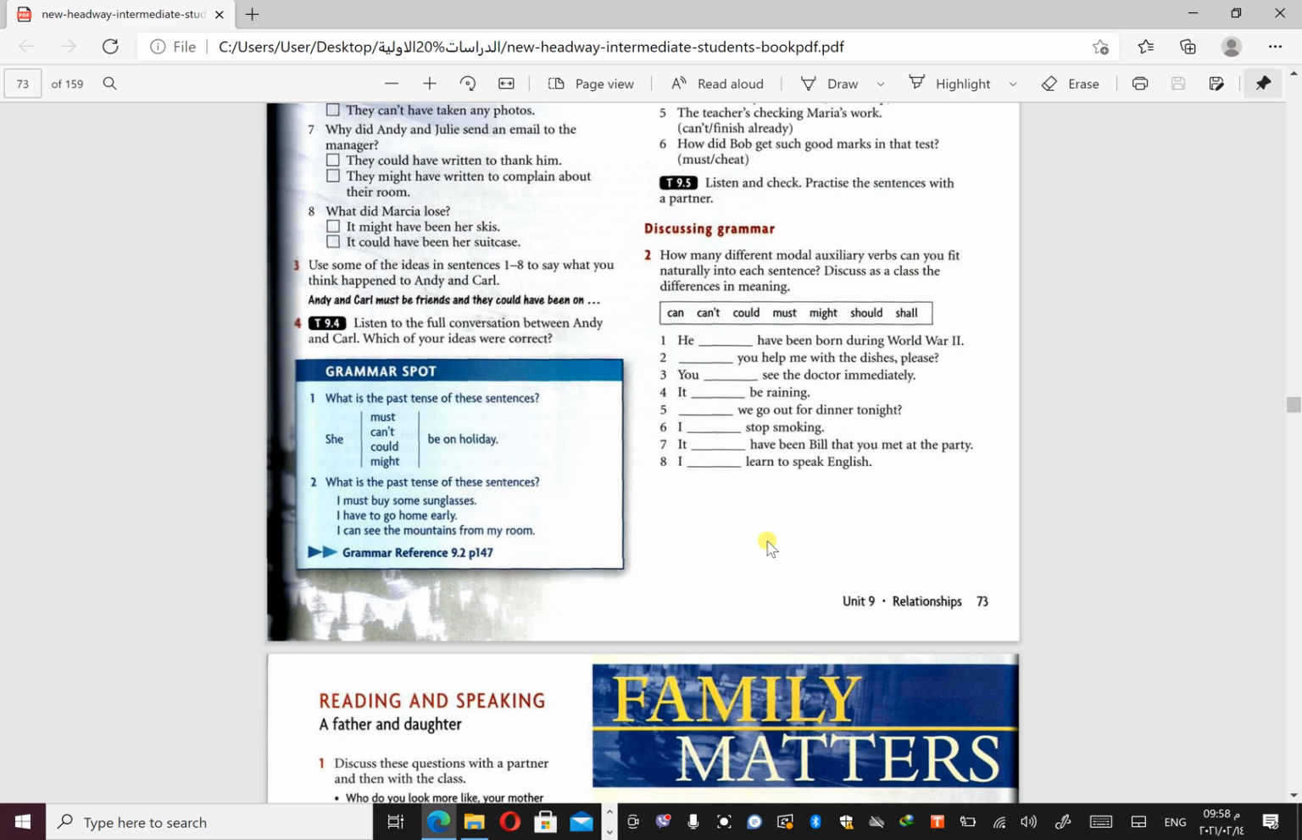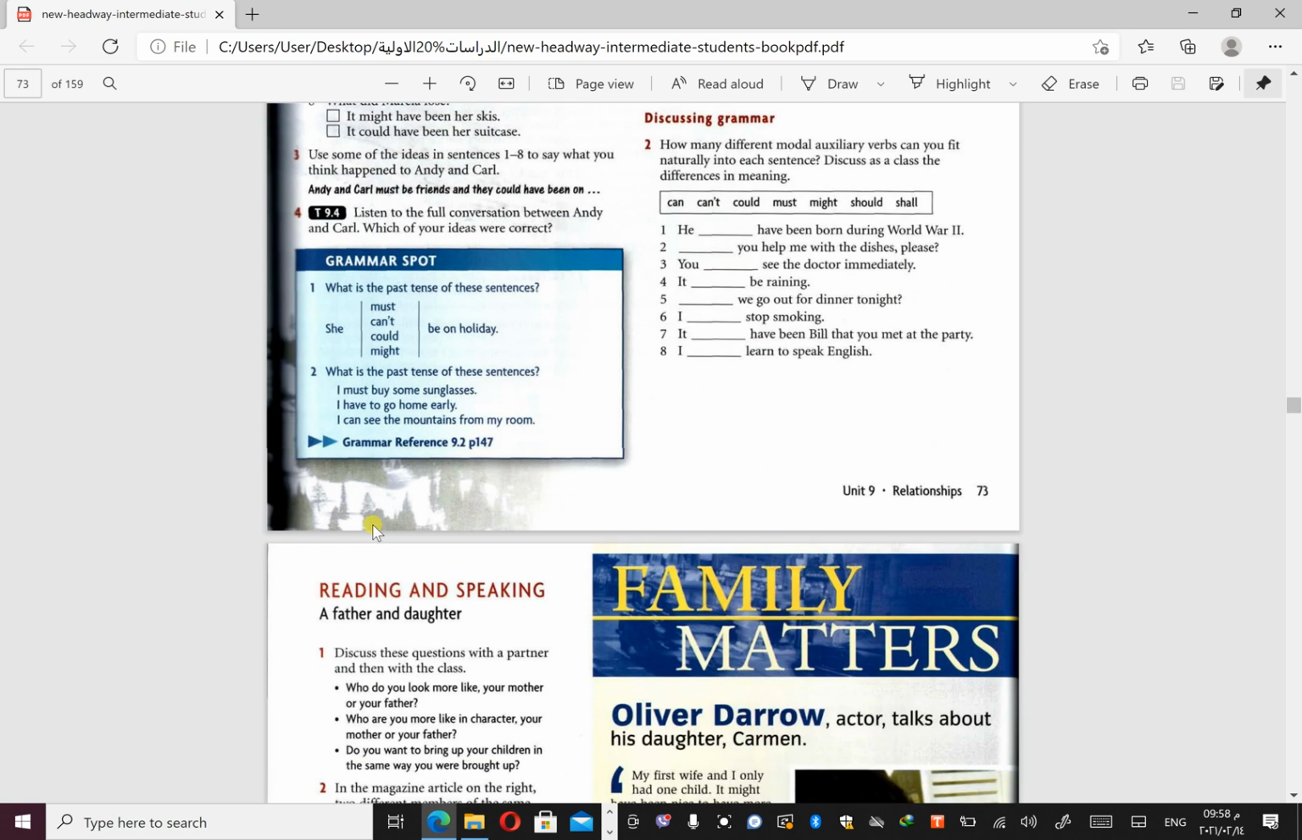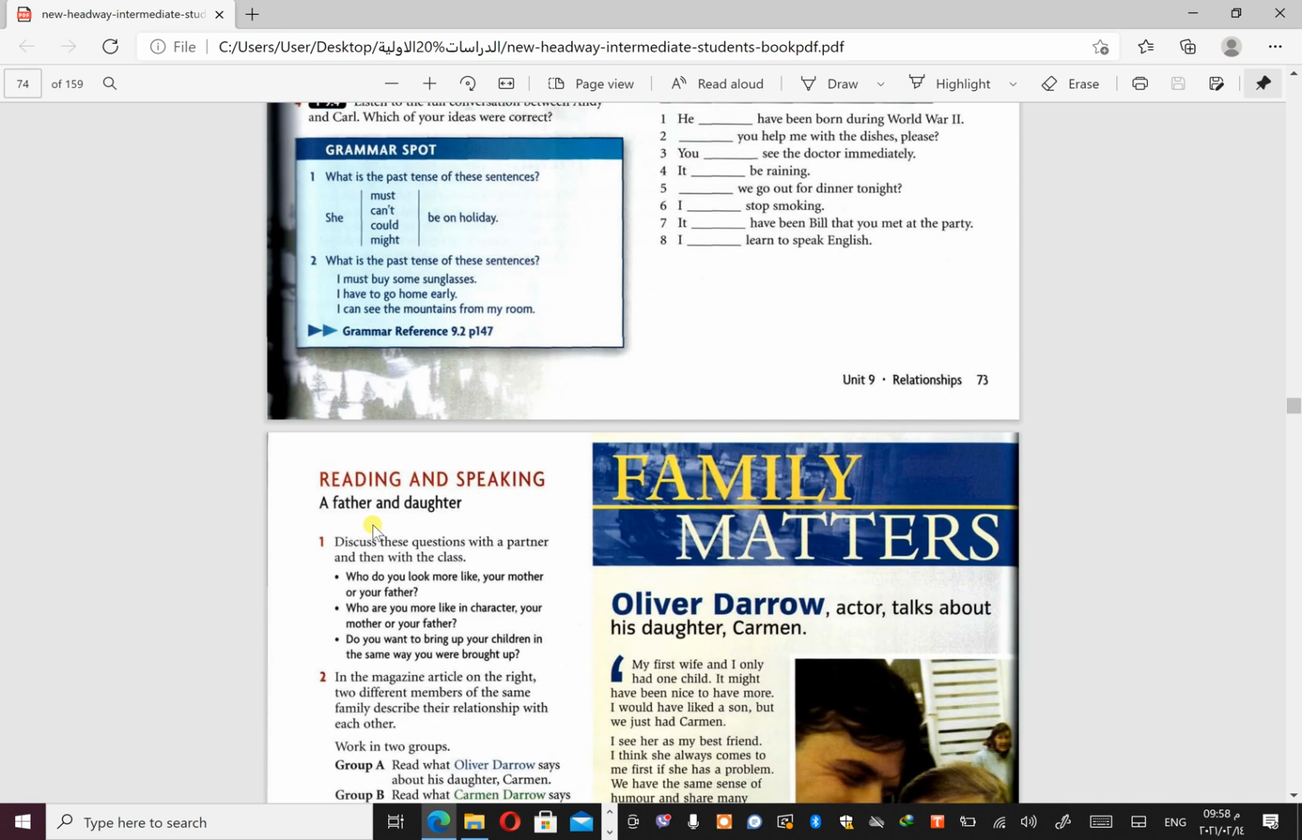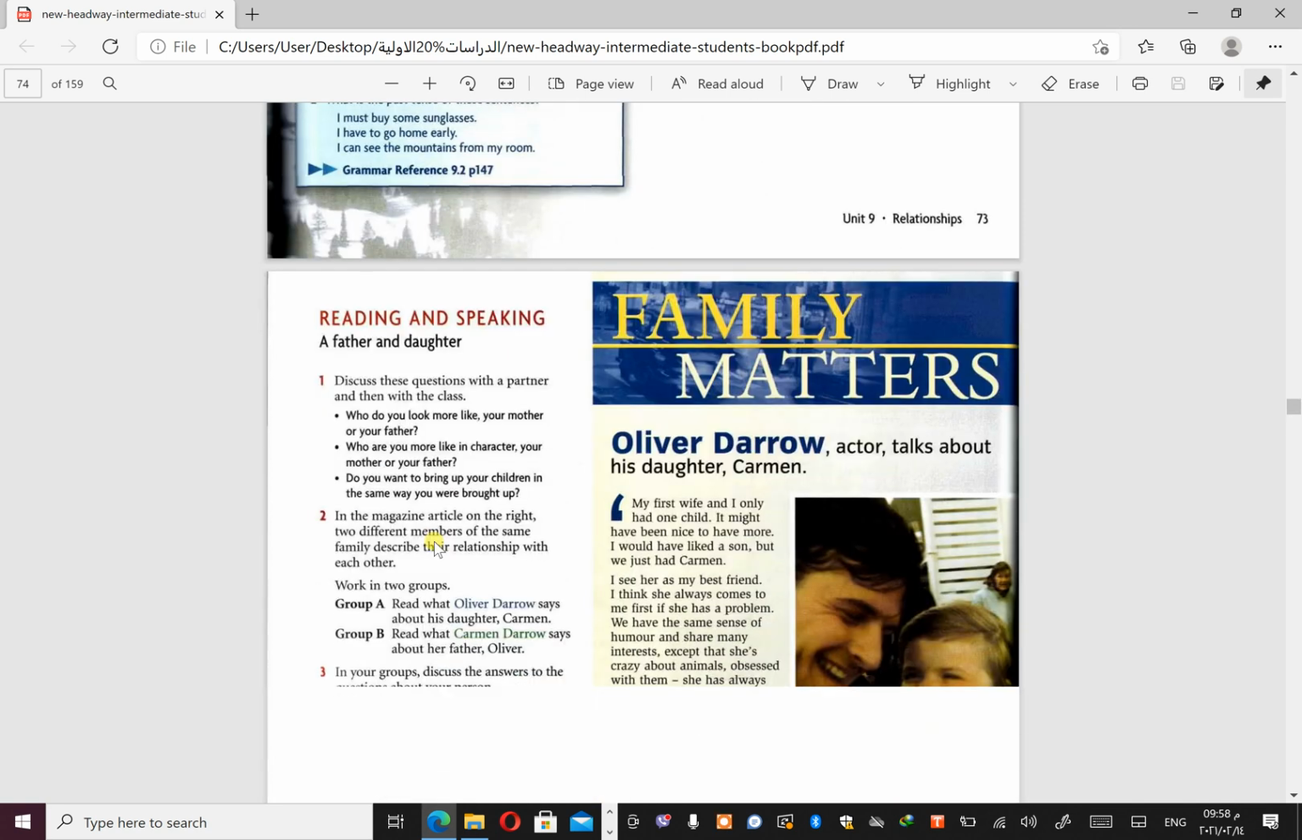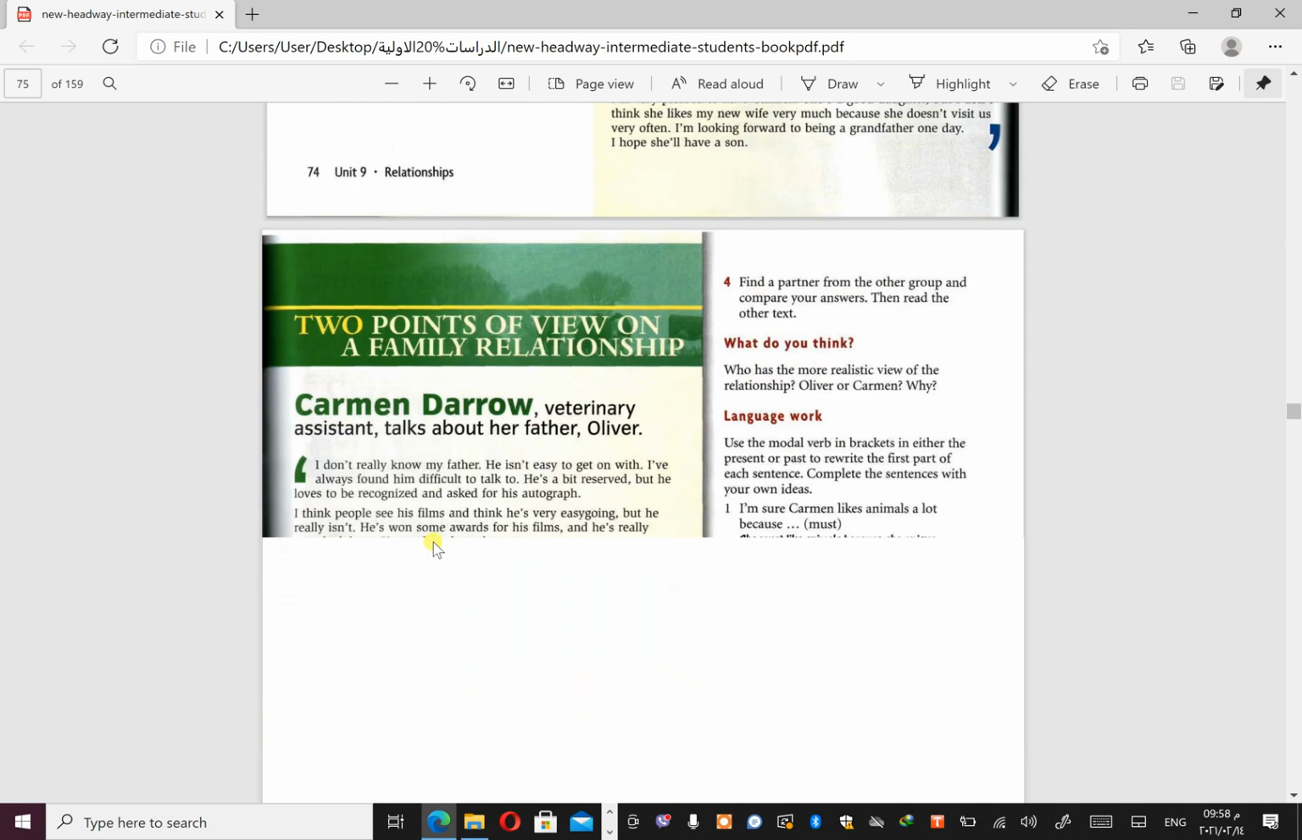And also, for example, if I want to show it in the past tense, of course I'm going to put it in the past tense, for example may, might, can, couldn't.